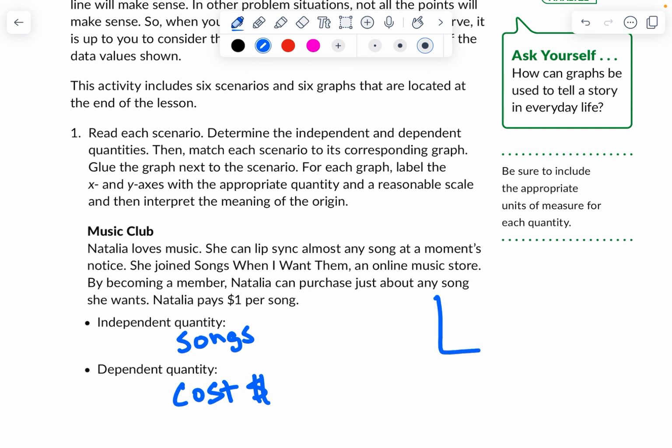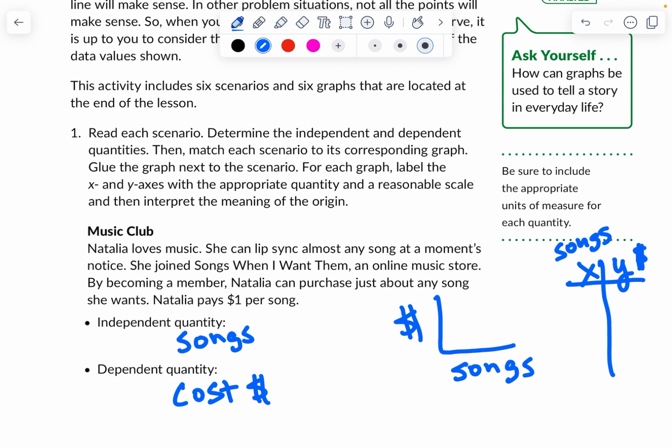If I was going to graph this, songs and then dollars, okay? And if I go buy one song and I pay $1, think about this. X is my songs, Y is my dollars. Okay, so if I buy one song, it costs me $1. If I buy 2 songs, it costs me $2. If I buy 3 songs, that costs me $3. So you can see that it's going up at a constant rate. We know that as a linear relationship.